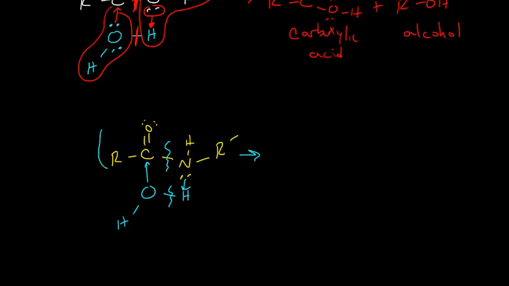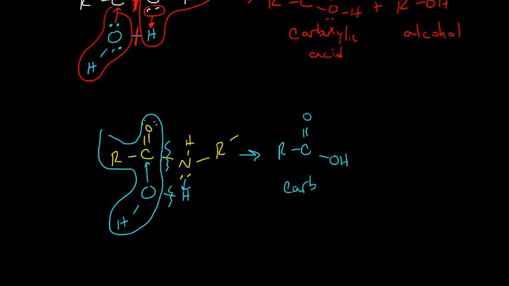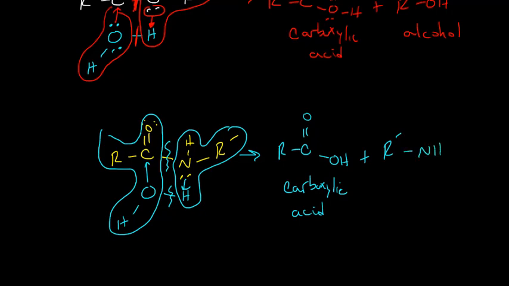So we end up forming a carboxylic acid just like we did before. So I have R carbonyl, OH from water. So here we have a carboxylic acid. And the other molecule we form is R prime attached to this NH2. So we create an amine.